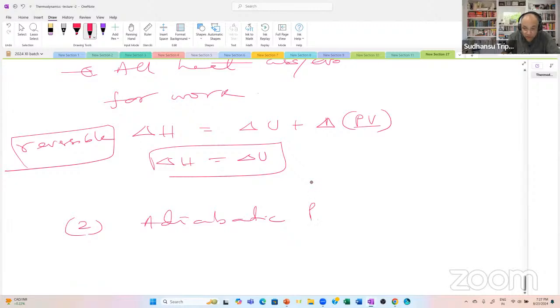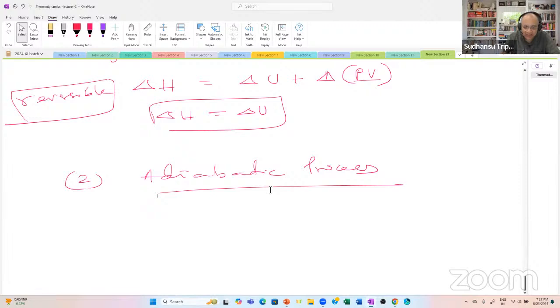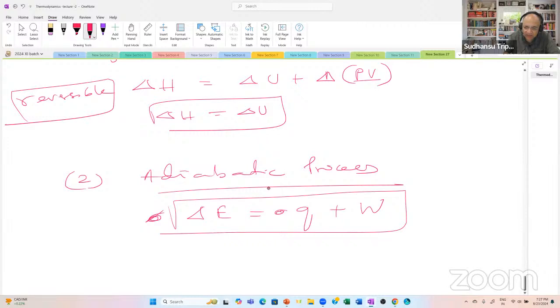Adiabatic process, whatever may be the process. In that case, again I'm writing the bank balance is equal to INR plus dollar. So what will happen? What change in this equation do you expect?